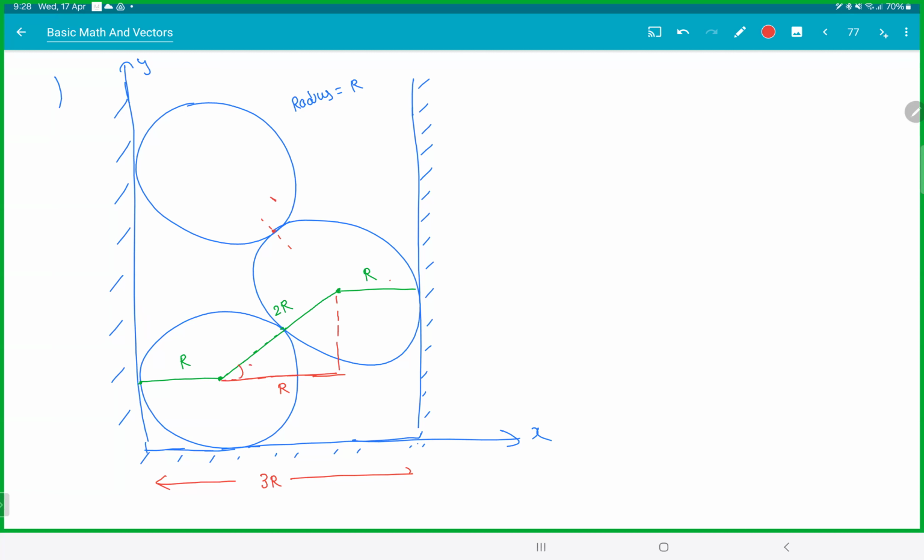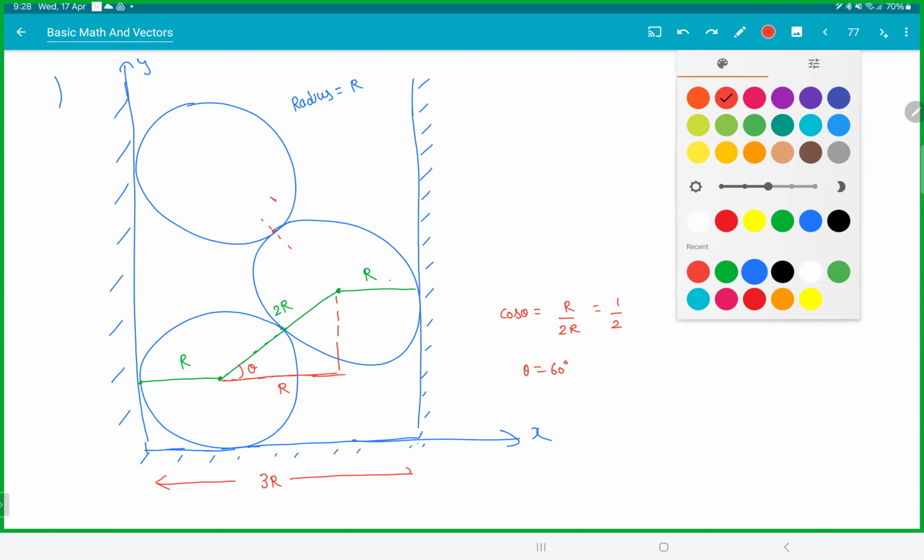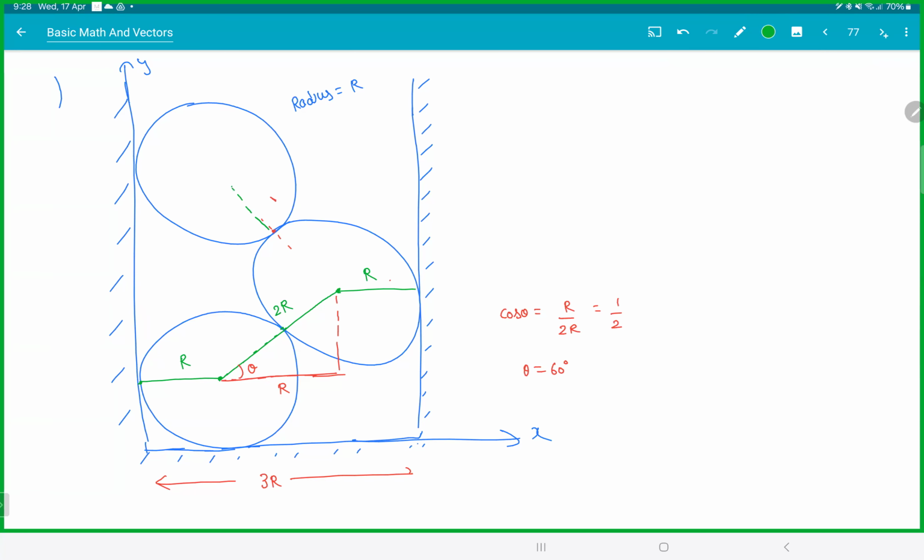So in this triangle, what is cos theta? Adjacent side R by hypotenuse 2R. Theta is 60 degrees now. Is that making sense? The total length is 3R. If this is R and this is R, this should be R in the middle. And this slanting length is 2R. So cos theta is half. Is that making sense?